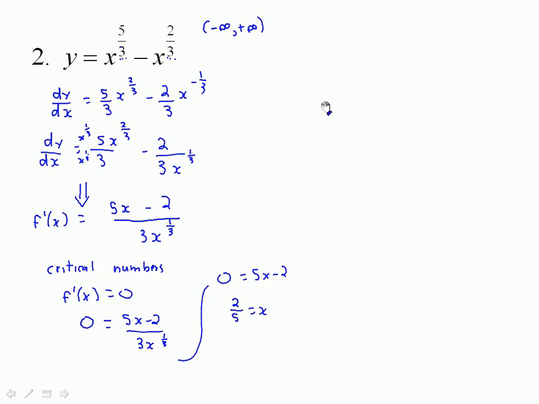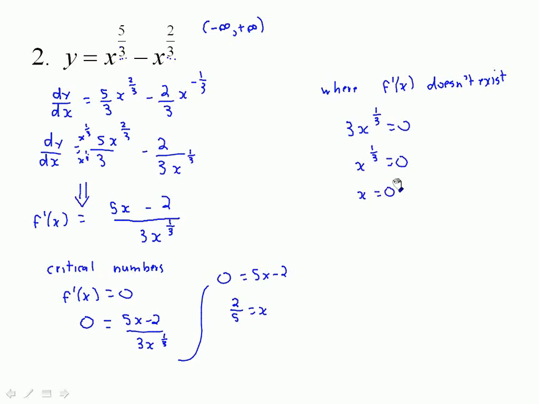Now the other critical number is where f prime at x, or potential critical numbers, doesn't exist. So this will be where the denominator is equal to 0. So 3x^(1/3) equals 0. Divide by 3, x^(1/3) is equal to 0. And then when you cube each side, you'll get x is equal to 0.